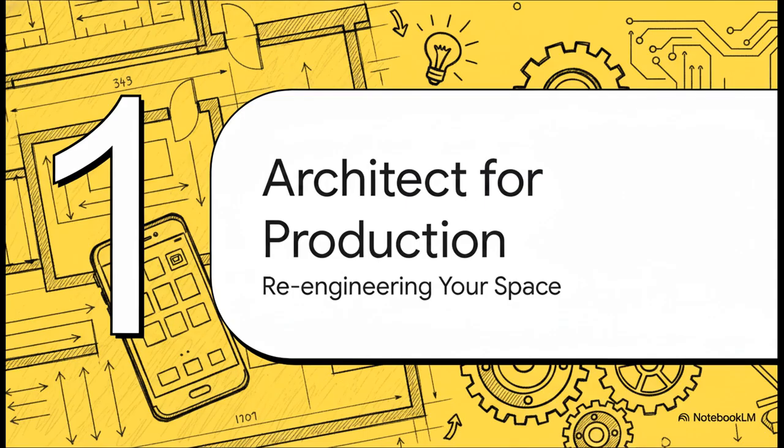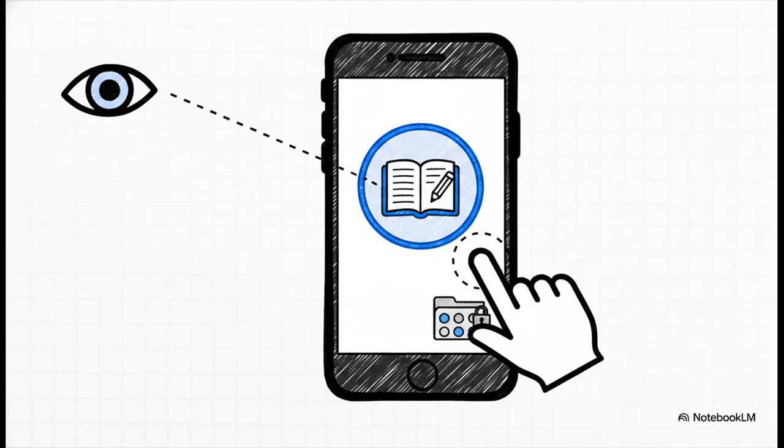Okay, so how do we actually build this engine? Well, it all starts with architecture. We have to completely re-engineer our digital environment. And the most valuable piece of real estate you own is your phone's home screen. And here's why that's so important. This is such a simple but incredibly powerful principle.